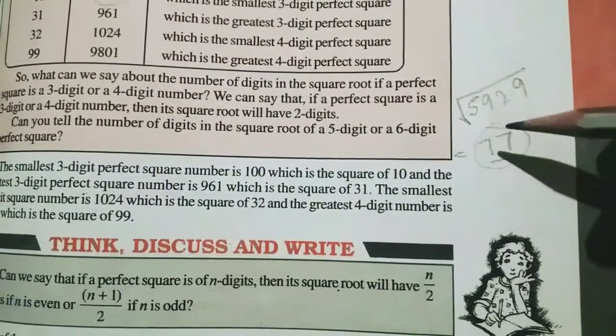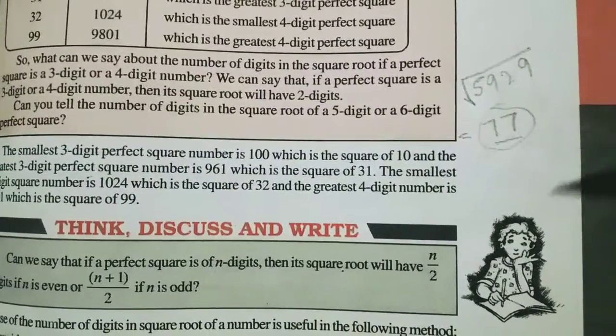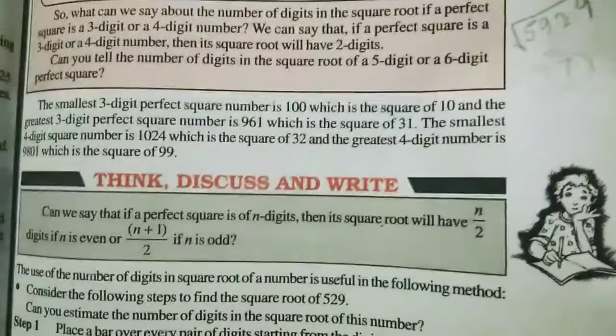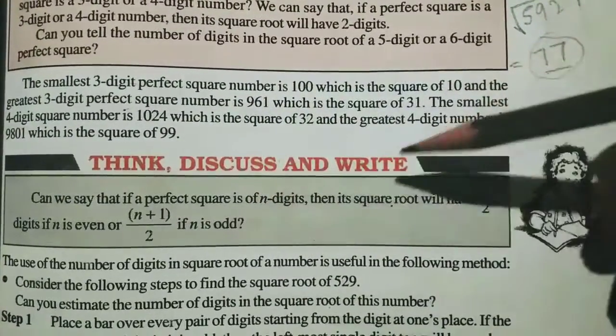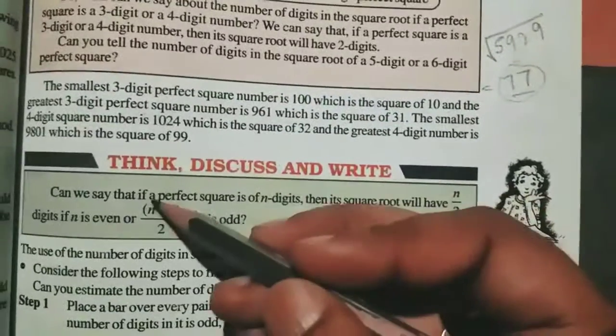This is the question. Okay, so this is the explanation given here. How can you find, without finding the square root, the number of digits in the square root? For that, one example and one rule are given. What is the rule? See, this is the box where the rule is written.